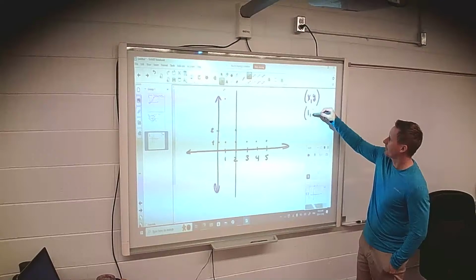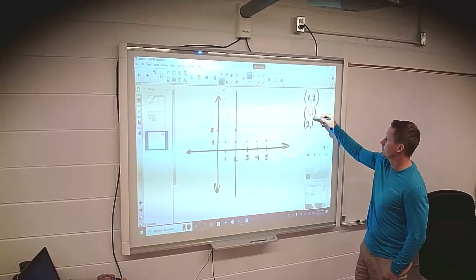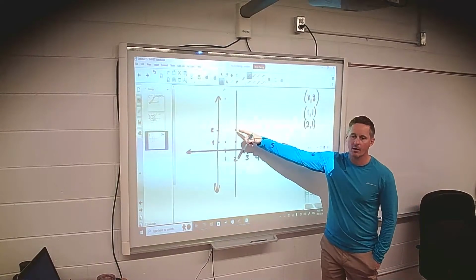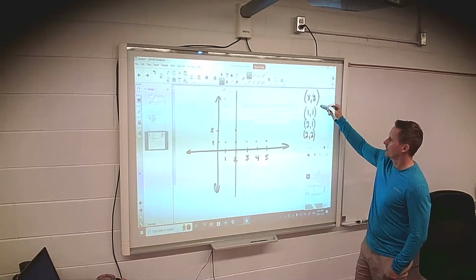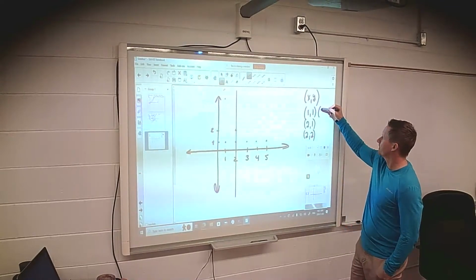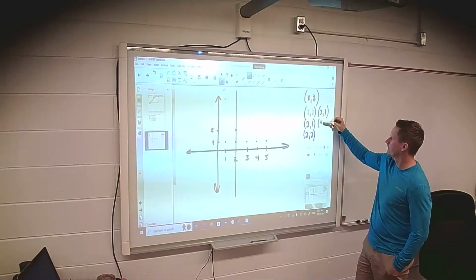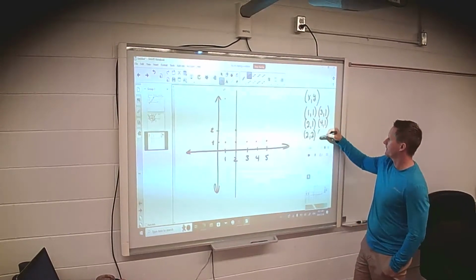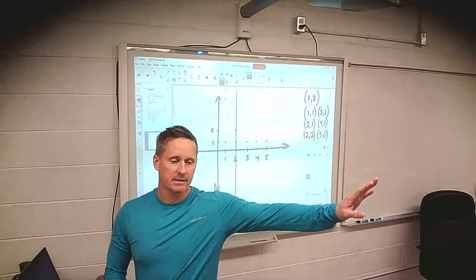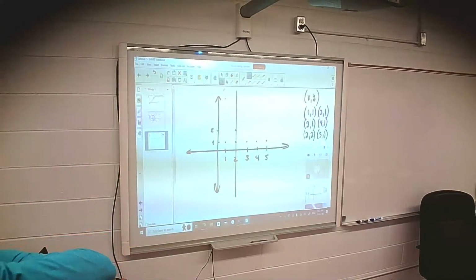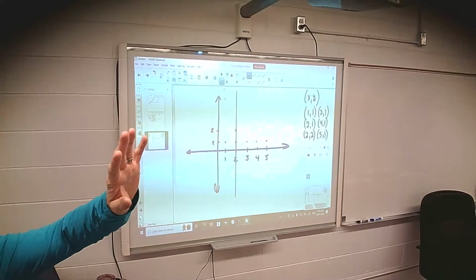1 and 1. That coordinate? 2 and 1 right here. What about that one? 2 and 2. This one? This one? And this one. Okay. Now looking at those coordinates, is there anybody in here that does not understand how to write a coordinate? Put your hand up if you don't.